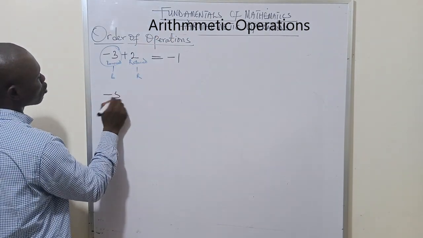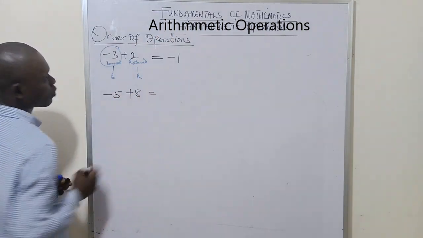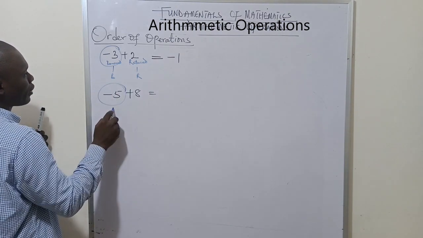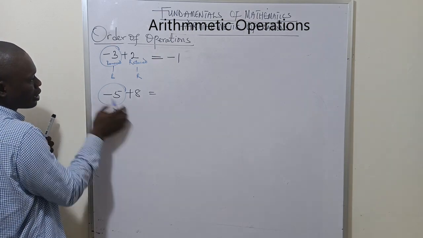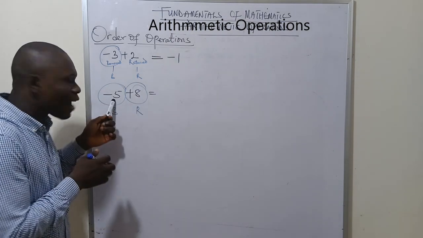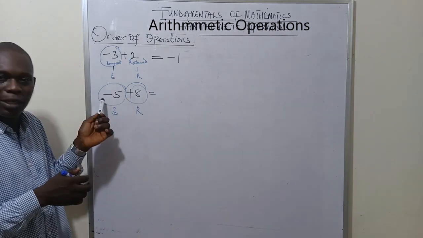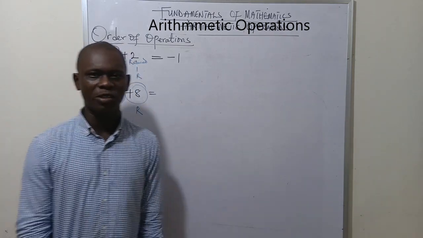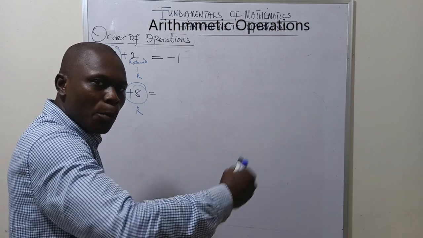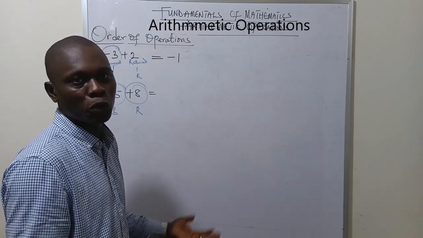Now let's see this example. Another one is -5 plus 8. This is the amount you borrowed. You borrowed this and you returned this. So you borrowed 5 and you returned 8. What will happen? Definitely you are collecting change, because you've paid back more than what you owe.